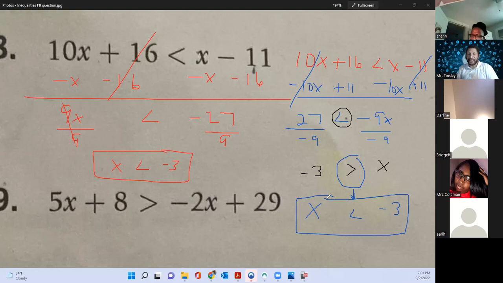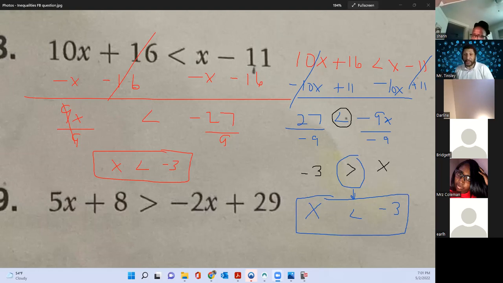Almost every single explicit inequality on the GED will be one of these two cases. We either got to multiply or divide by a negative, or the variable is on the right, where you got to switch the inequality. You must be prepared for that. It's guaranteed on your exam.